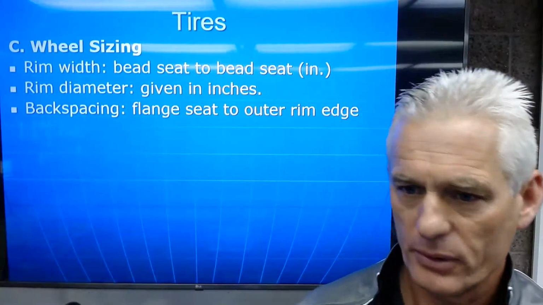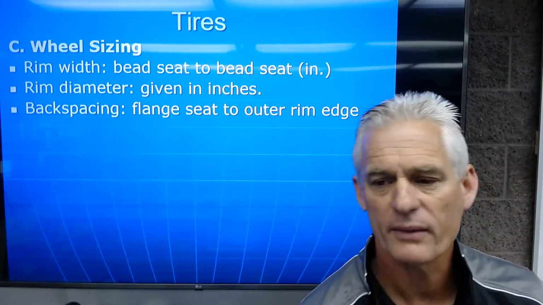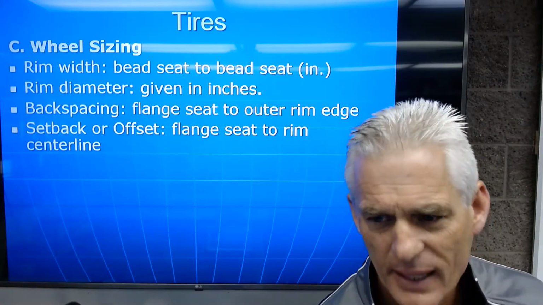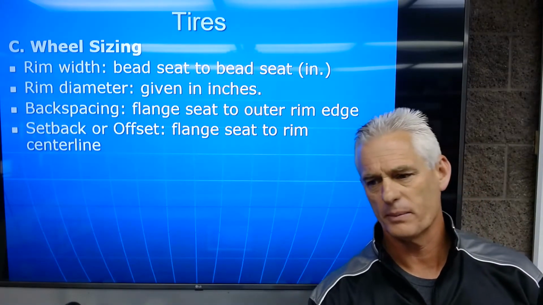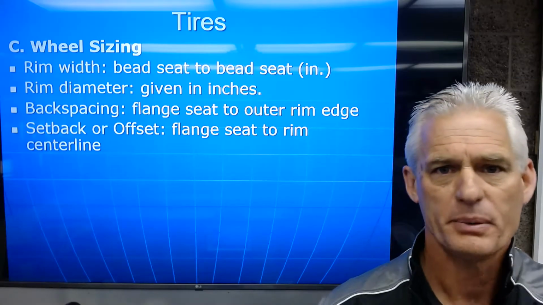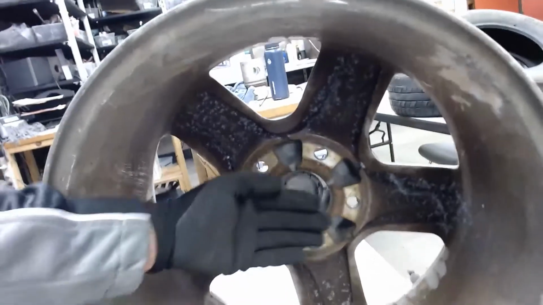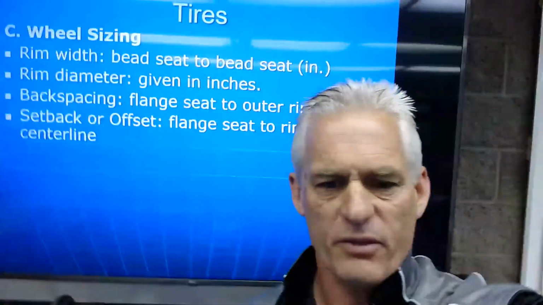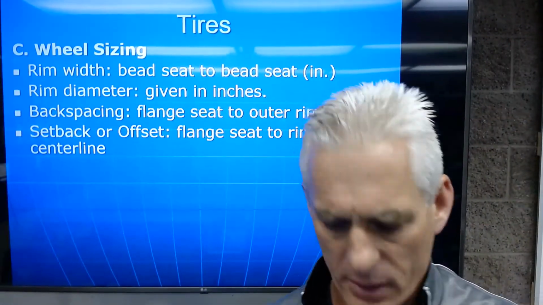Wheel offset, as I'm going to put this up here, as I drop things and throw the camera around, here we go. Wheel offset is associated to back spacing. We call it setback or offset, and that's from the flange seat to the rim center line. So again, here's the flange here where it hits the axle. From here to the center line of the wheel is what we call wheel offset. All right, so two different ways of basically looking at the same thing, back spacing or offset.